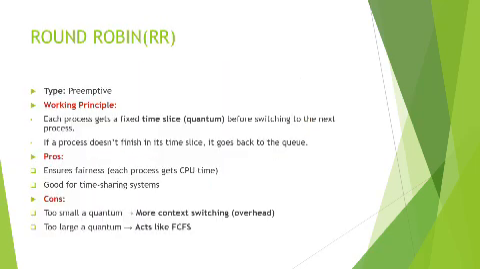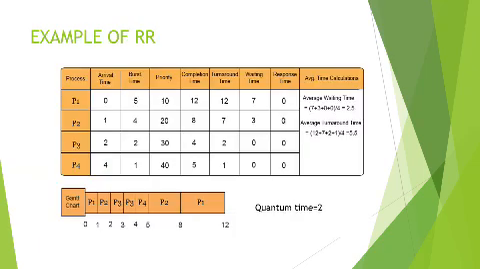Next we are going to see round robin. It is a preemptive type. Its working principle is that each process gets a fixed time, that is the quantum time, before switching to the next process. So for every process, the quantum time is considered for the evaluation of waiting time. The pros: it ensures fairness, and each process gets CPU time. It's good for time sharing systems. The cons: too small a quantum increases context switching, and a large quantum acts like first come first serve.